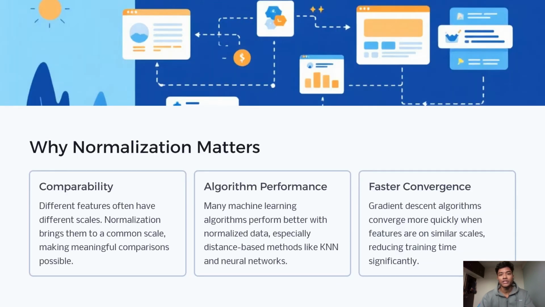Now, why does normalization matter? Normalization helps us in three major ways. Compatibility: when values are on different scales, comparing them becomes unfair. Normalization solves that. Second, better algorithm performance. Distance-based algorithms and neural networks work much better with normalized data. Third, faster convergence. Algorithms like gradient descent learn faster when features are on similar scales. So overall, normalization improves both accuracy and performance.